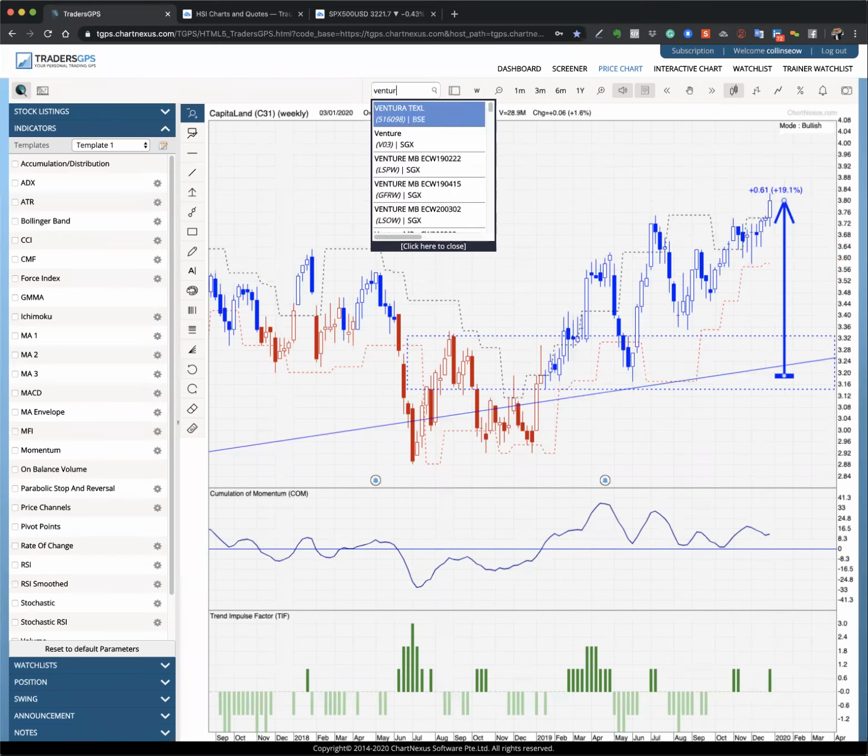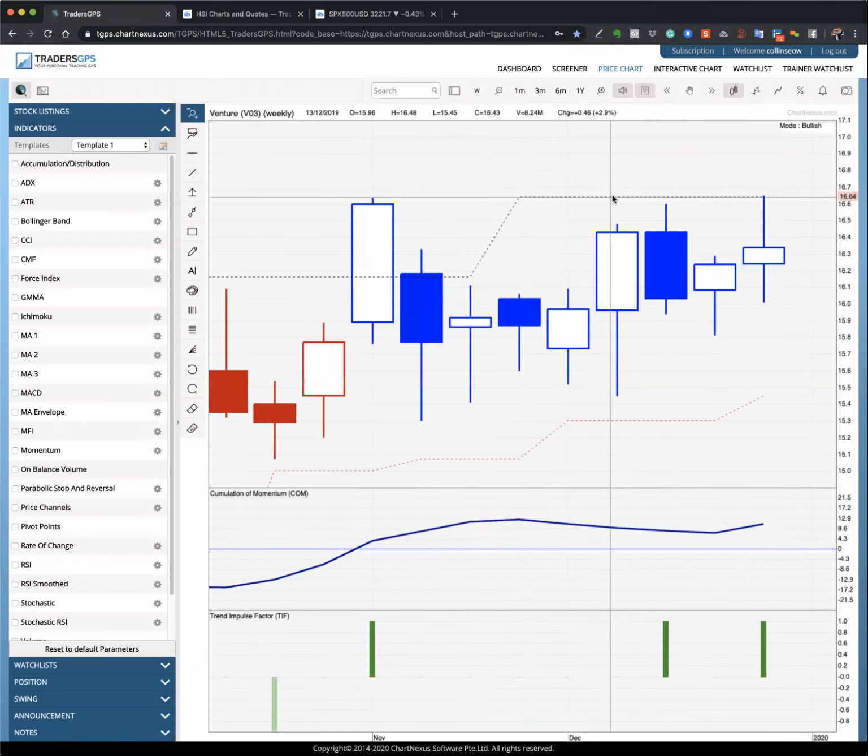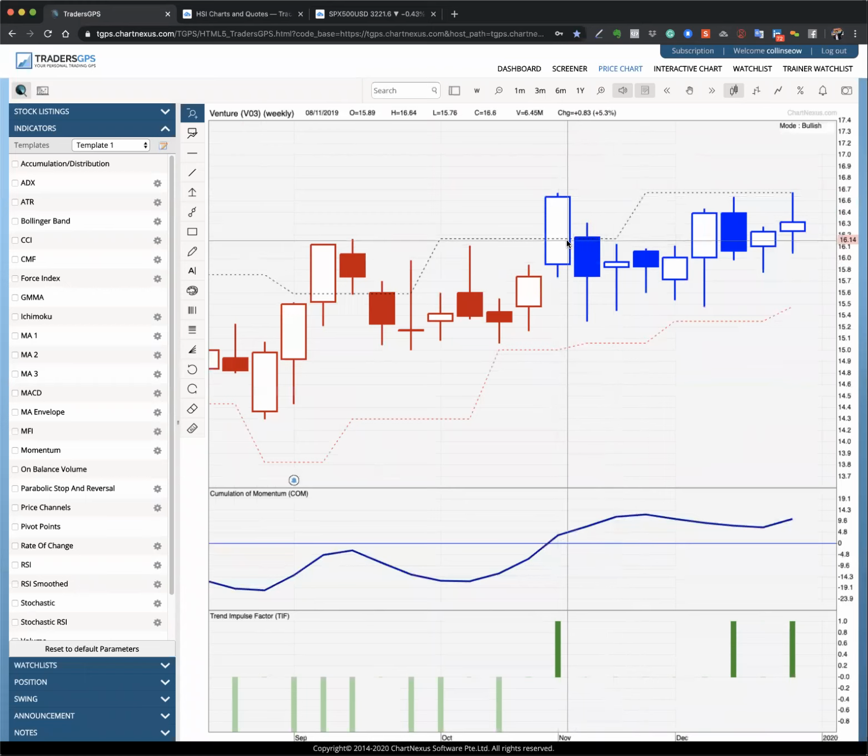Just hang on. The last one is Venture. Okay, Venture, you just went long recently. Nothing much to do, you just hang on. Support is around 15.50 here, okay, around 15.44.